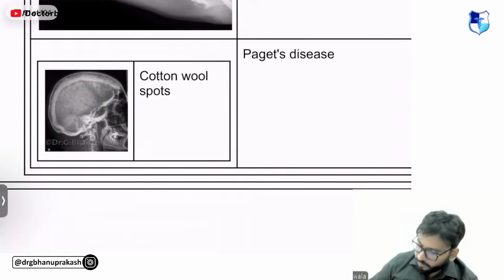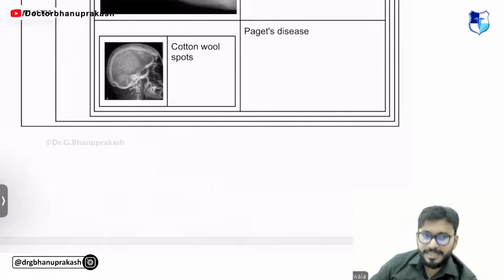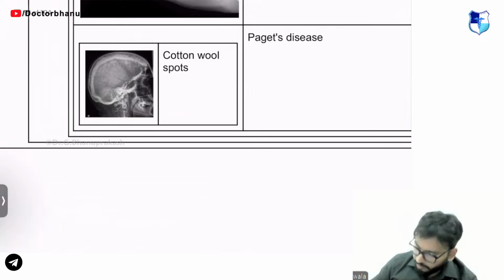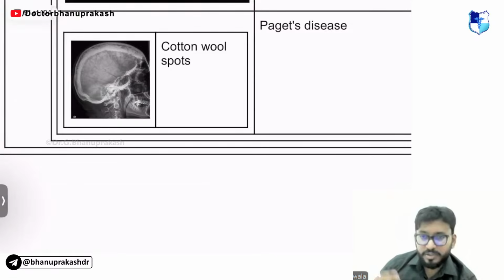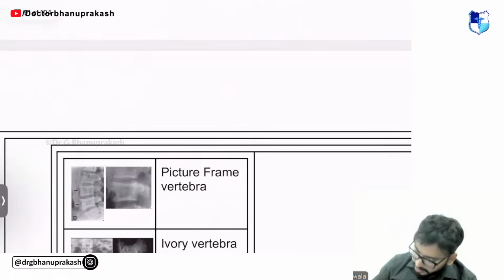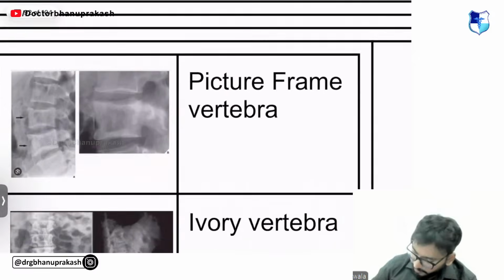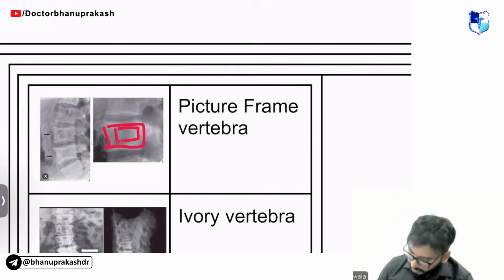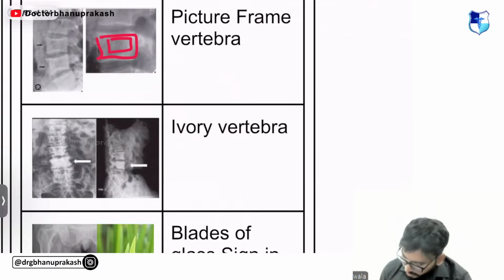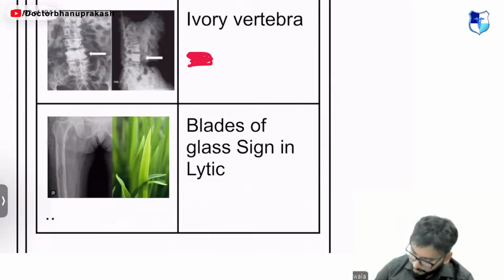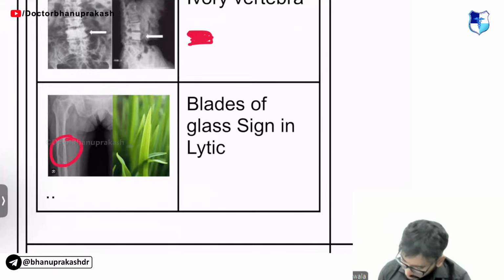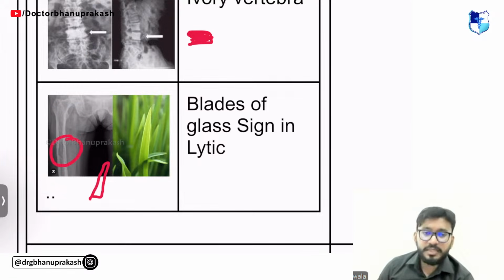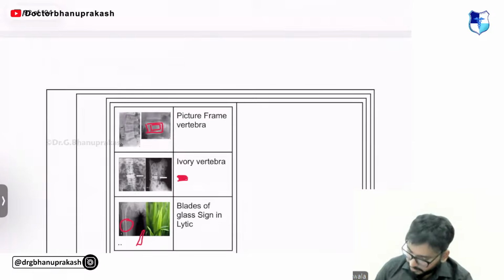Paget's disease, again, cotton wool spots can be seen. Okay, so Paget's disease, a lot of pointers or a lot of spotters are there. Again, you study all of this in orthopedics also. Okay, I'm just touching upon all the points. Picture frame vertebra. Can you see this vertebra? And this is a picture frame vertebra. Ivory vertebra. Can you see this vertebra is completely white? This is ivory vertebra. Blades of grass. Can you see this lesion? It is like a blade of grass. All of these are signs of Paget's disease.